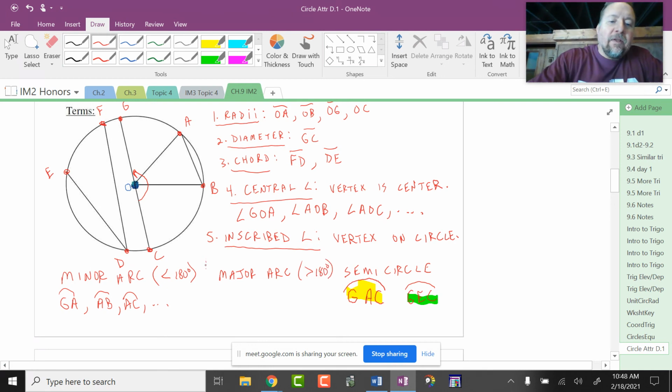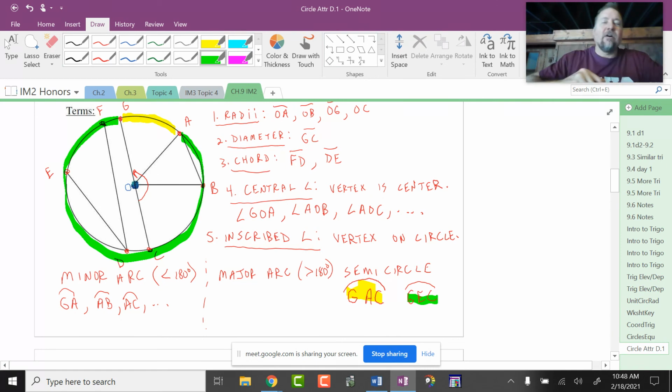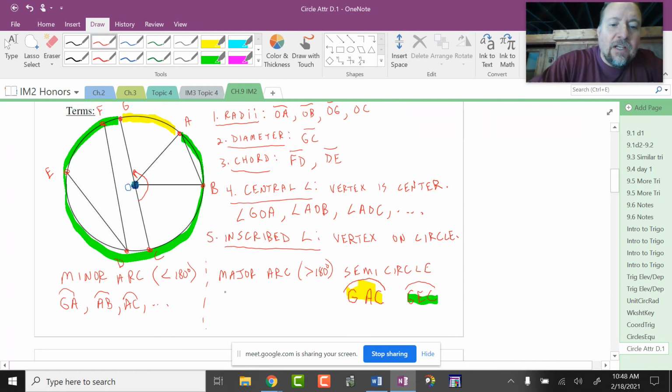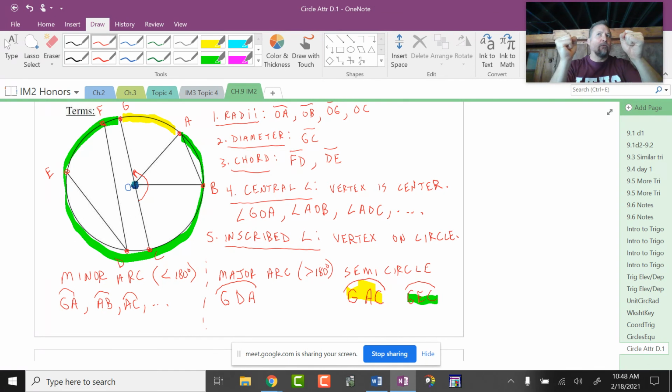This requires something different because think about it. Here's GA. If I wanted to name this arc, well, I can't call that GA because GA, two letters, is the shortest distance between those two letters, or the shortest angle measure. That must be a minor arc. So to name that green arc, I would need G, the start, and then any one of these letters, so I'll pick D. And then the ending letter. So the starting and ending letter must be concrete of where it starts and ends. The other letter is just what direction you go.